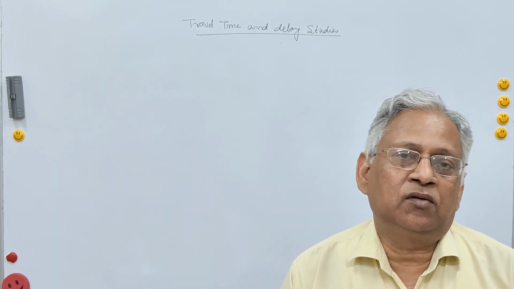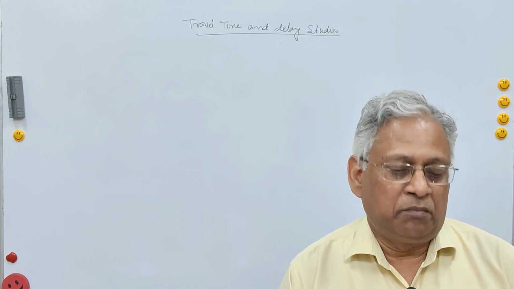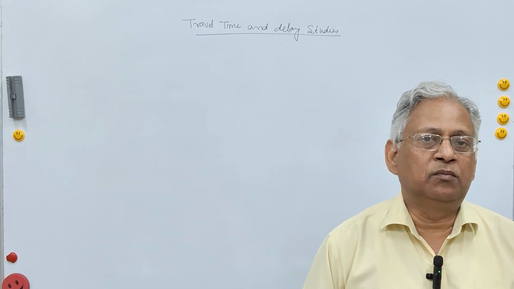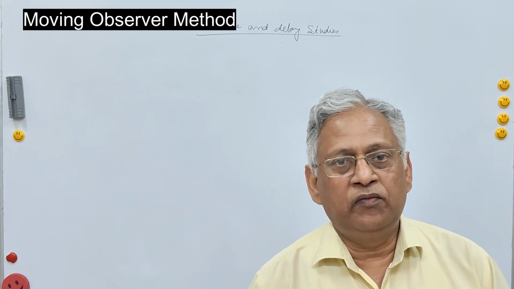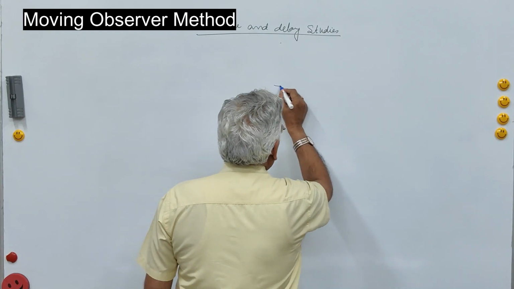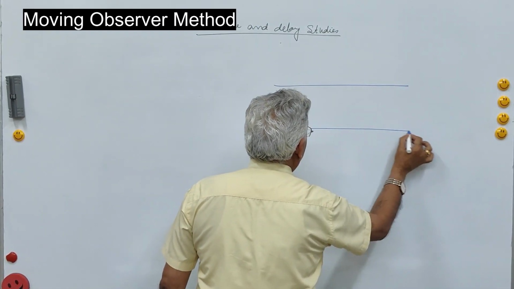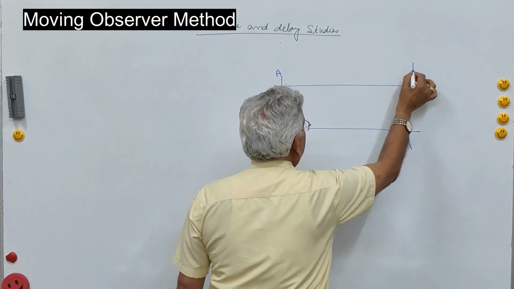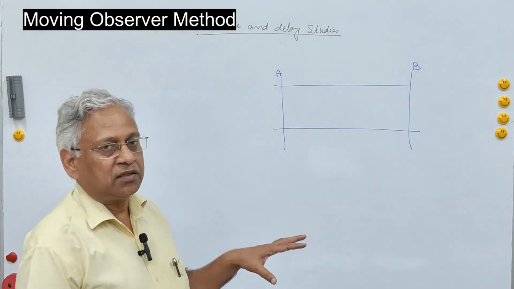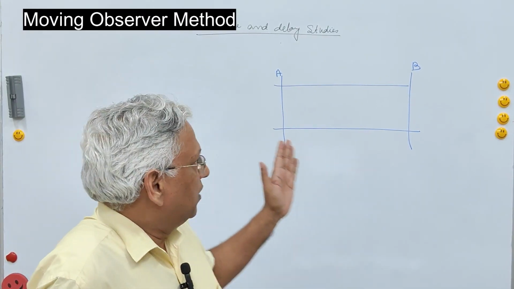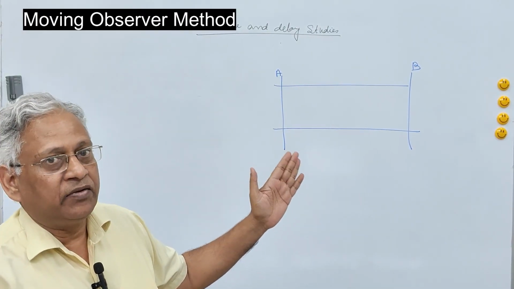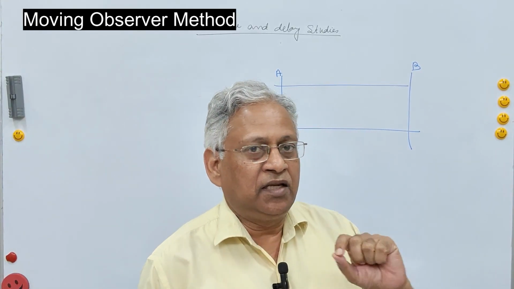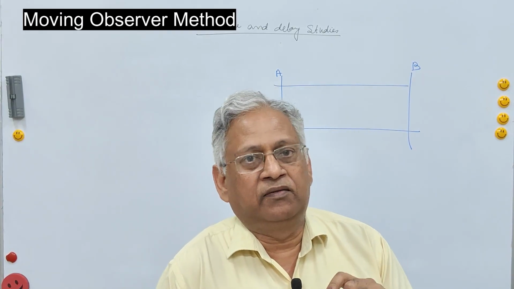There are several methods of doing travel time and delay studies, but the most important and the most used method is moving observer method or moving vehicle method. And in this method, let us say this is the test section from A to B. So a test car is moved from A to B, and if required from B to A also. 3-4 numerators also sit with the driver in the car.